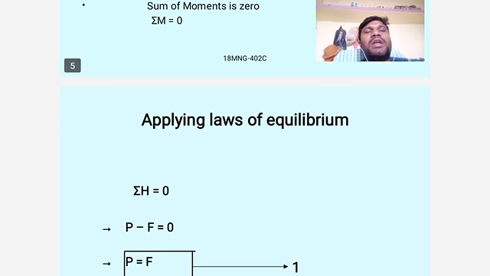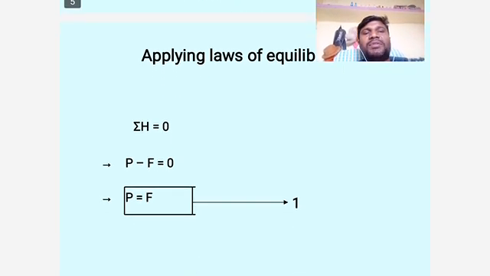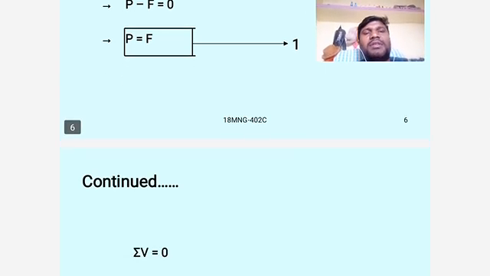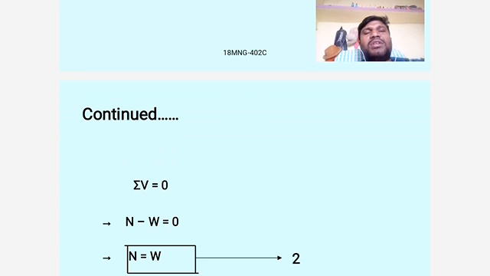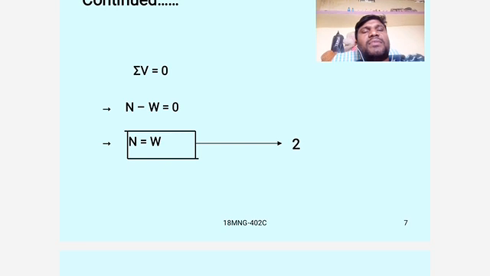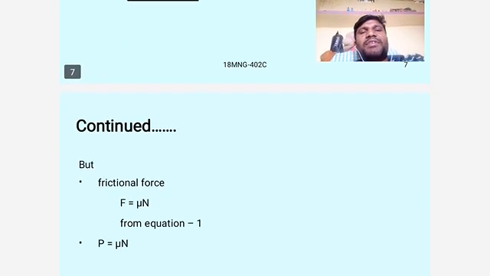Yes. Applying the law of equilibrium. Sum of H is equal to 0. P minus F, where P means effort, F means friction, opposite friction, is equal to 0. Therefore P is equal to F, equation 1. Sum of V is equal to 0. Normal reaction N minus weight W is equal to 0, and normal reaction is equal to weight, N is equal to W, equation 2.